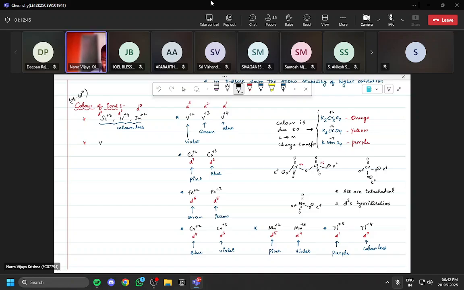Vanadium +2, chromium +3, manganese. Copper blue color. Cobalt is not given. Copper +1, +2? Do they give copper +1? No, so I am not writing it. I am giving elements showing variable oxidation states with different colors. Vanadium +2, chromium +3, manganese +3. All these show violet.